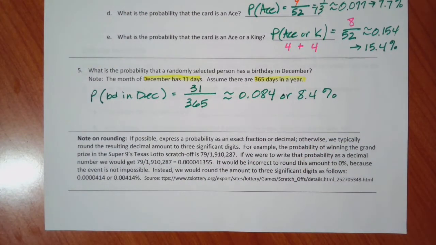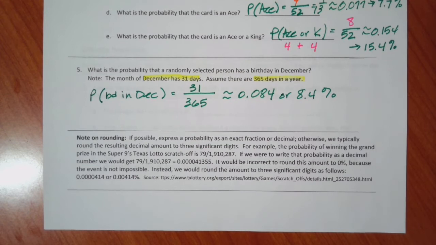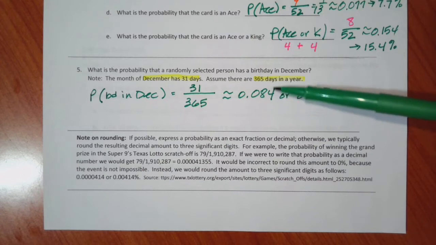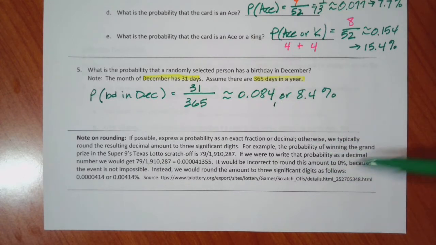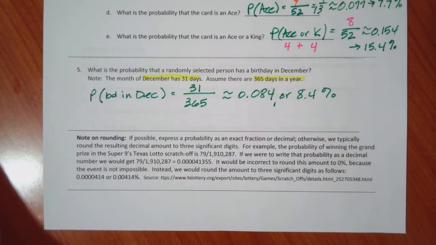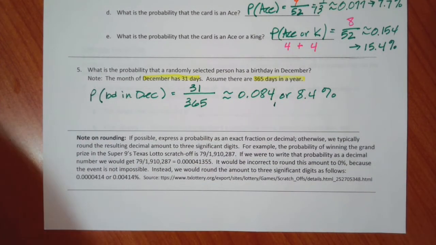Now there's a note on rounding here that I want you to read. You want to express a probability as an exact fraction or decimals, rounding the decimal to 3 significant digits. And what that means is that we would want 3 digits. Now I did this one as 2, but you can do 3. So look at that and see how rounding will occur. As we get to testing on that, I'll be specific about how to do that.